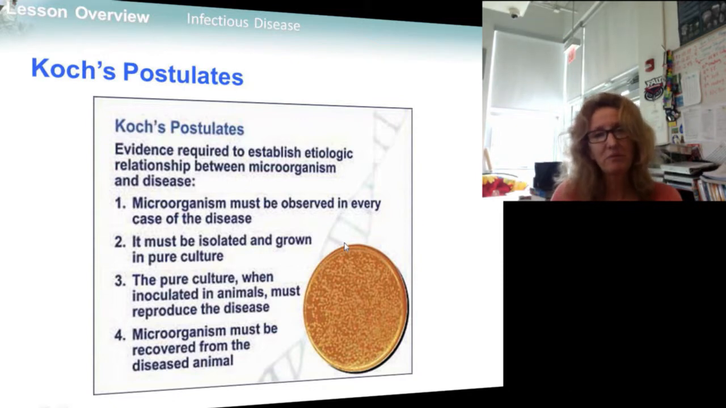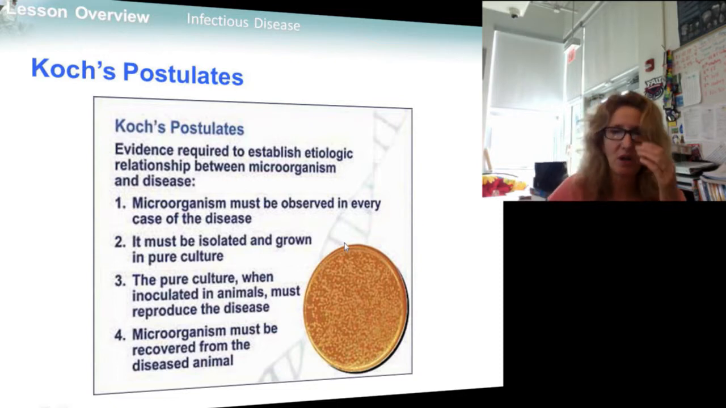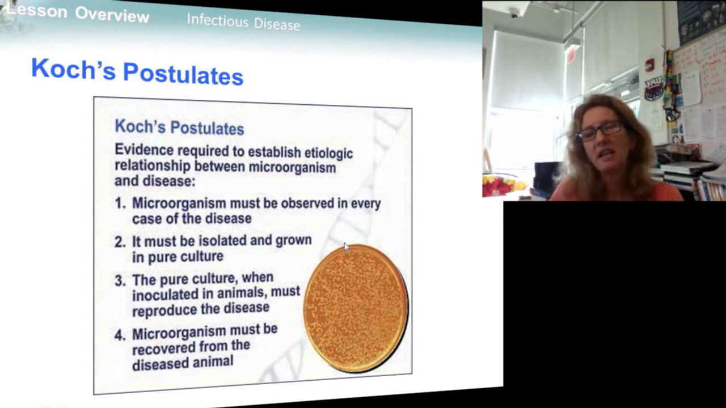Number 3, when the cultured pathogens are introduced into a healthy host, they should cause the same disease that infected the original host. And number 4, the injected pathogen must be isolated from the second host. It should be identical to the original pathogen. Although there are exceptions to these rules, they remain important guidelines for identifying causes of new and emerging diseases.